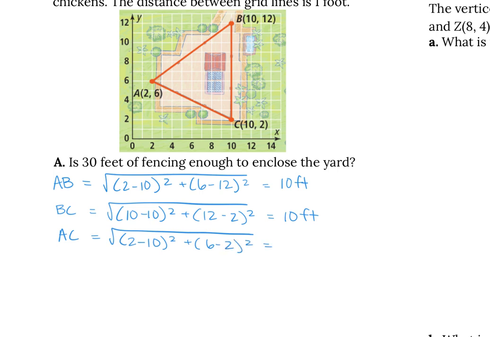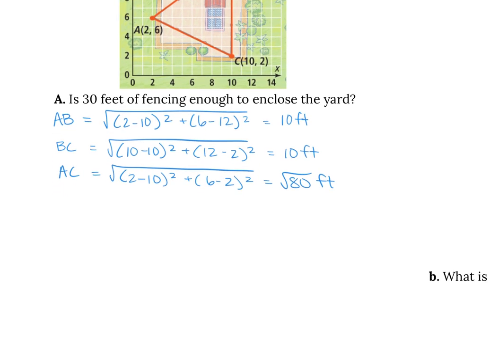And then my third side, I will end up with square root of 80 feet. We want to find the perimeter, so we're going to add all of those together. And that's going to get me approximately 28.9 feet. So the exterior perimeter of that fence, we need 28.9 feet.